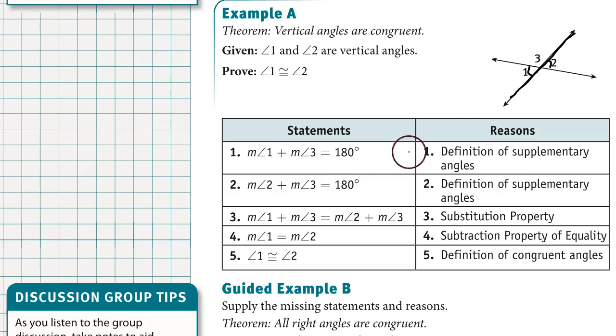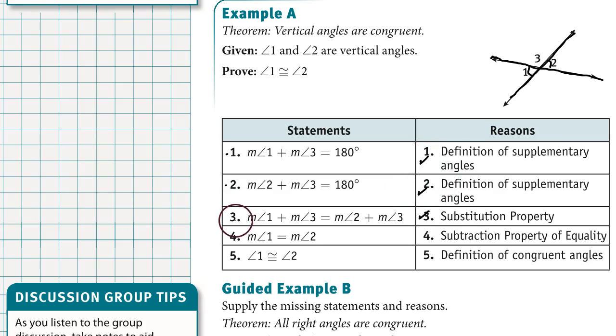Next step, we look at the picture again, look at the other straight line, the one that runs like this, and observe that angle 3 and angle 2 are adjacent to each other and they create that straight line. They're supplementary. And so because they're supplementary, we can add their measures together and say they equal 180. The definition of supplementary angles. So that reason was used 2 times in our proof.